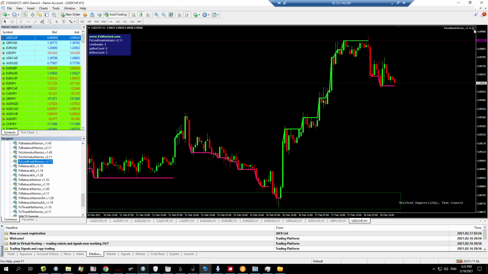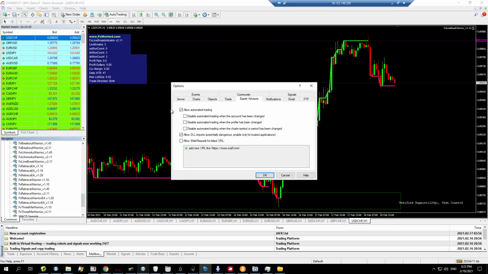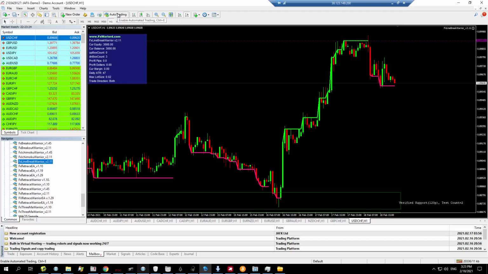And you'll see over here that you have a smiley face. If you have that smiley face, that means that you are trading. If you do not, then you need to go back to Tools, Options, Expert Advisors, and make sure these are selected. Also, you can check right here and make sure that the auto trading is selected.